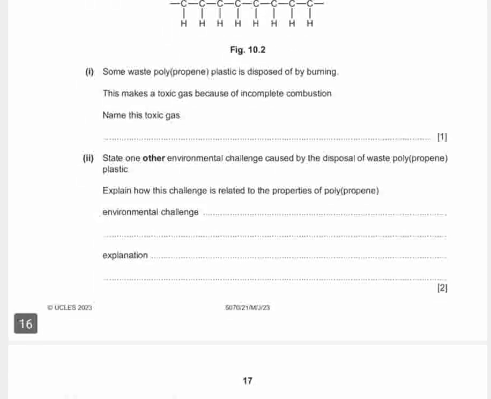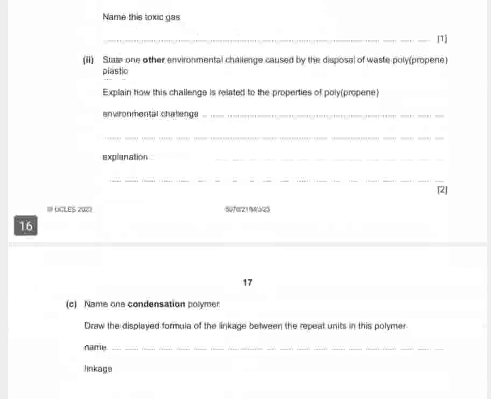Then state one other environmental challenge caused by the disposal of waste plastics, with an explanation. It can be landfills, and the explanation is that plastics cause accumulation in oceans. They are not chemically reactive, and they don't dissolve in water.